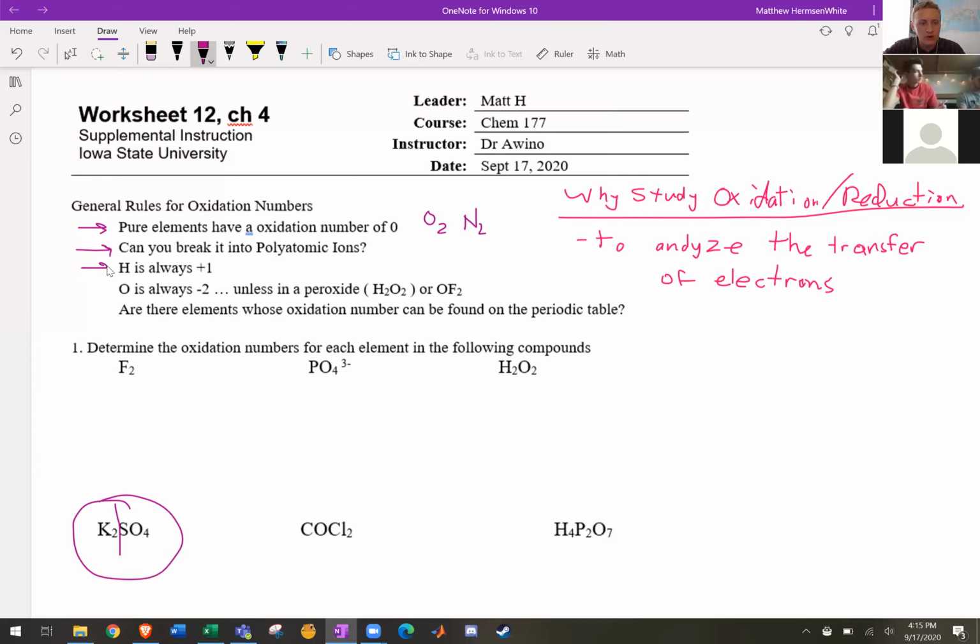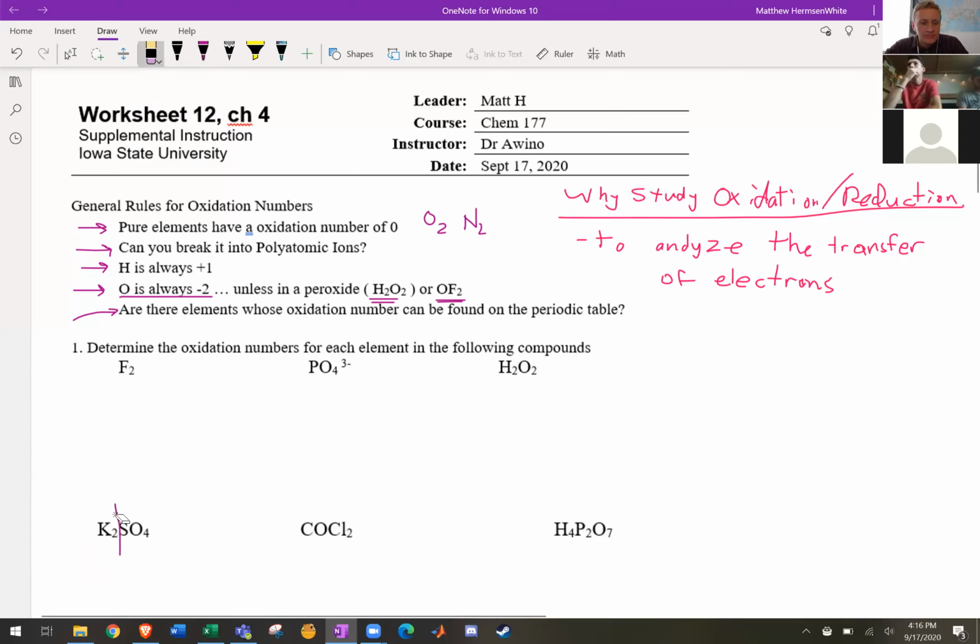Next, hydrogen is always going to be +1, and oxygen is always going to be -2. The exceptions to that would be if you have a peroxide, like hydrogen peroxide, H2O2, or another one is OF2, which we'll discuss in problem number 1, where oxygen is not -2, but most of the time oxygen is going to be -2. And lastly, if all else fails, are there elements whose oxidation number you can find from the periodic table? That would be something like the first column on the table is a +1, for example.